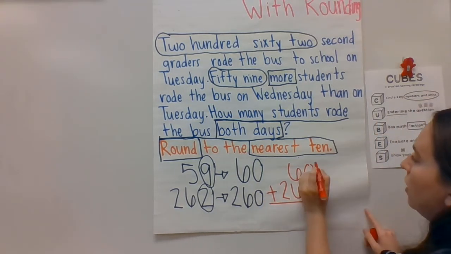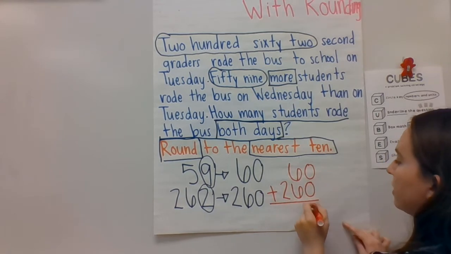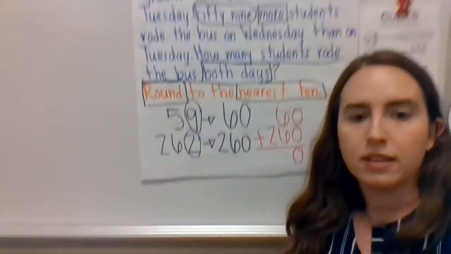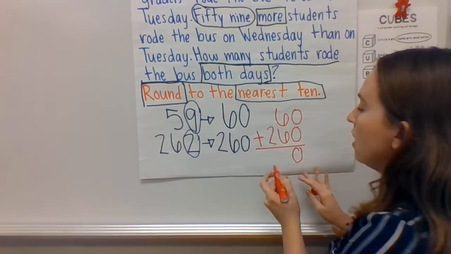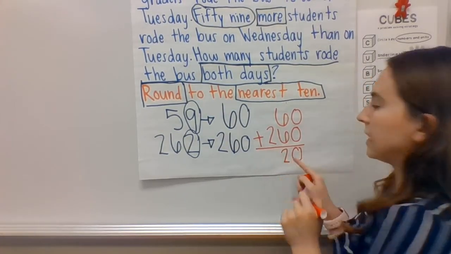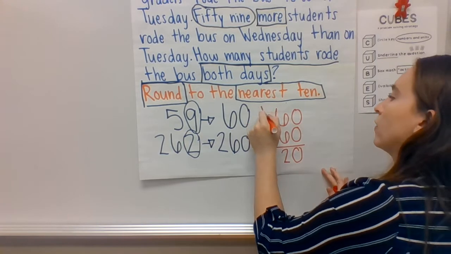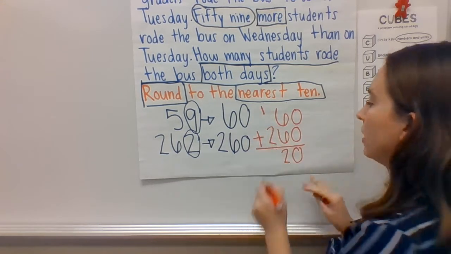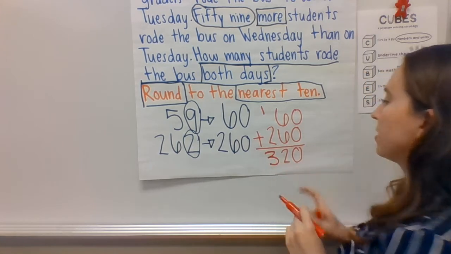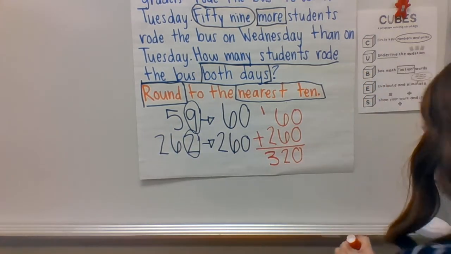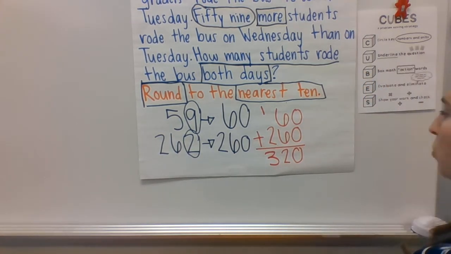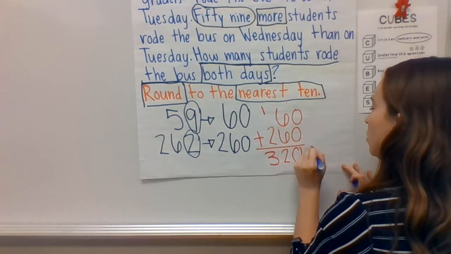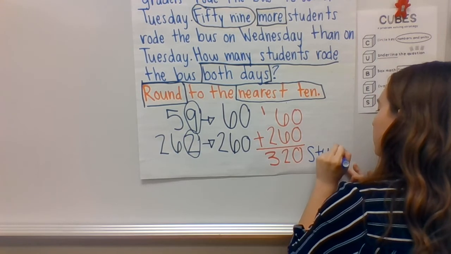So I know 0 plus 0 equals 0. 6 plus 6, that's a double. So I know 6 plus 6 equals 12. So I'm going to write the 2 in the tens place and carry over a 1 to the hundreds place. And I know 100 plus 200 equals 300. So the answer I got was 320. So I'm going to write 320 students.